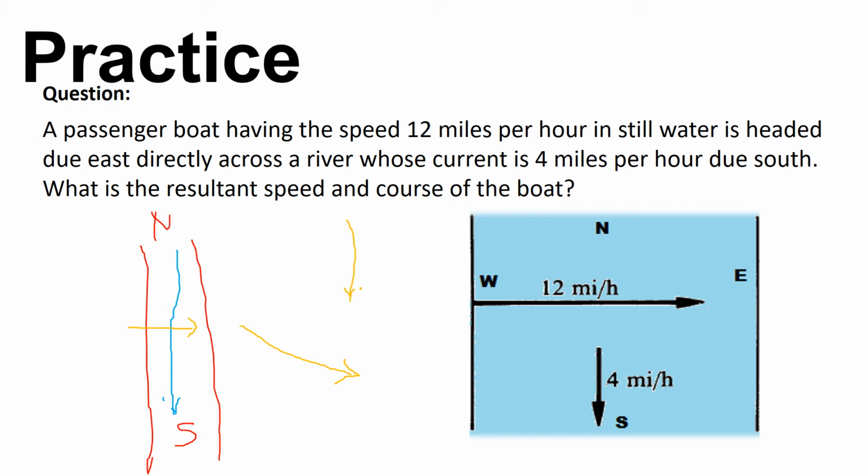These are the two vectors that represent the situation of our problem. So we have the boat with heading of east and the speed of 12 miles per hour, and the river flowing at 4 miles per hour.